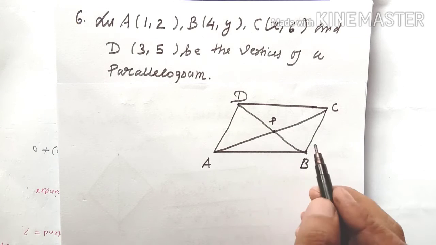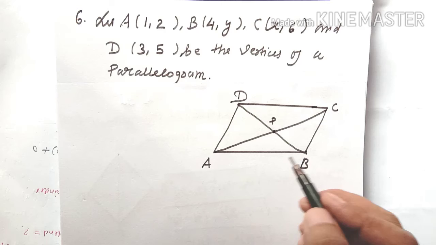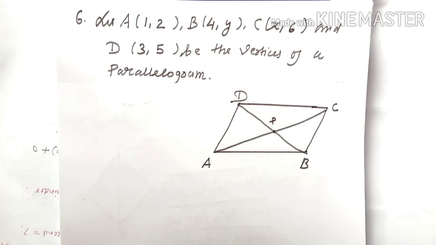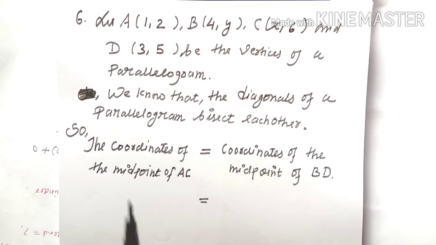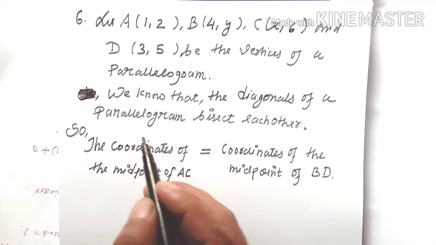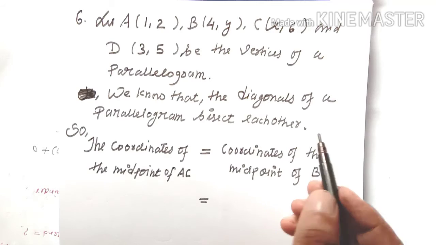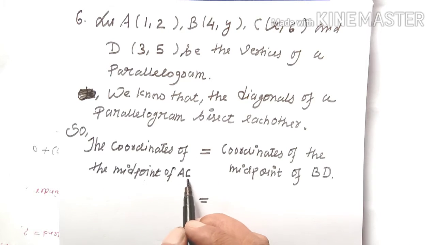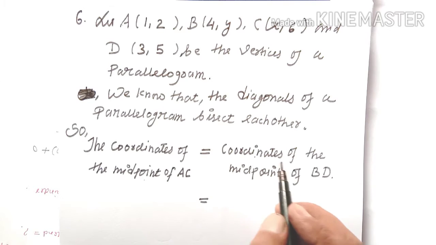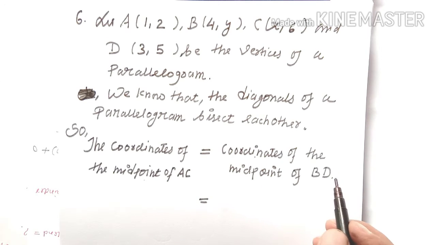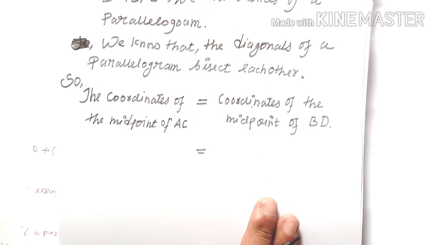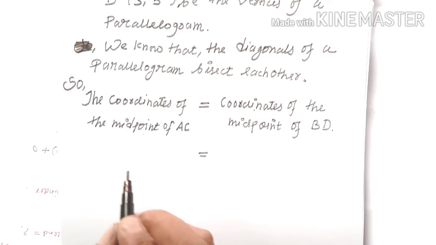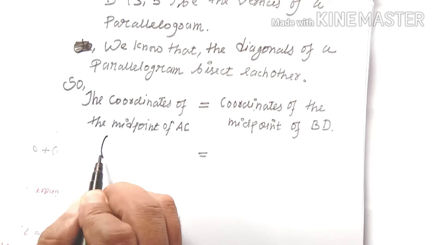To get the value of x and y, you'll have to take the help of the midpoint theorem. Taking one of its properties, we know that the diagonals of a parallelogram bisect each other. So the coordinates of the midpoint of AC equal the coordinates of the midpoint of BD. For that, you'll have to take the help of the midpoint formula. So let's have a look at the formula.